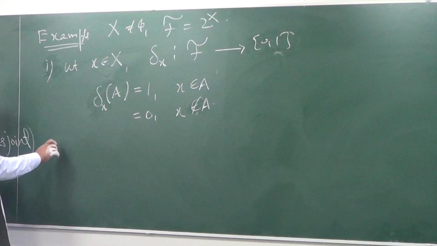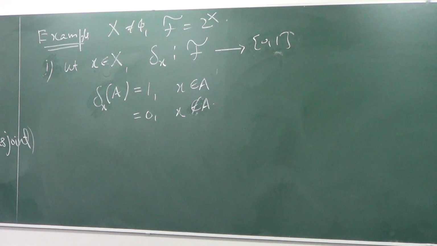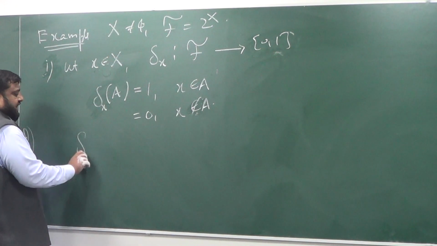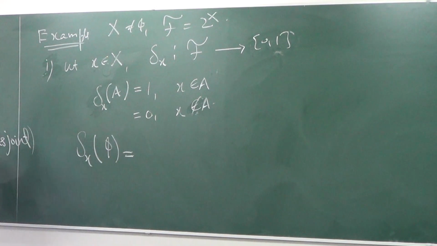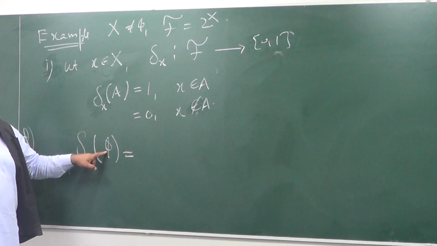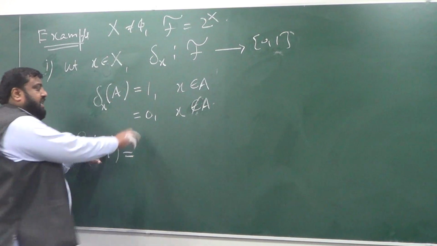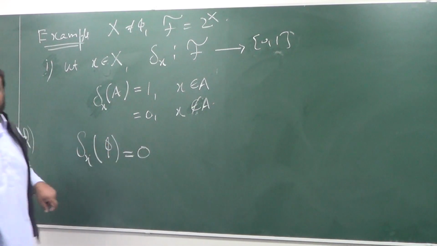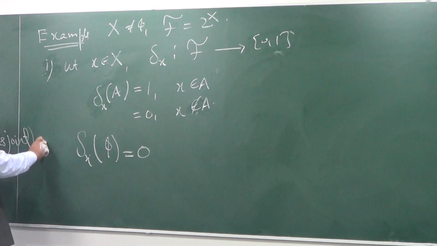So I have defined this. The question is: does it satisfy these conditions? When delta x is operated onto the empty set, I have to check if this fixed element is in this set or not. Is this element here? No. Then the definition tells me that I must assign 0 to it. So this is the first property.